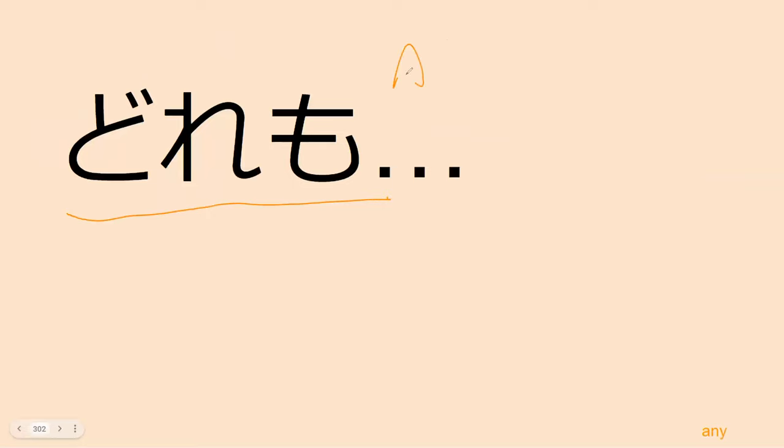Our next word is shishu. Shishu is embroidery. Doremo basically means all or nothing, depending on the ending of the sentence. So right here, this would be all.